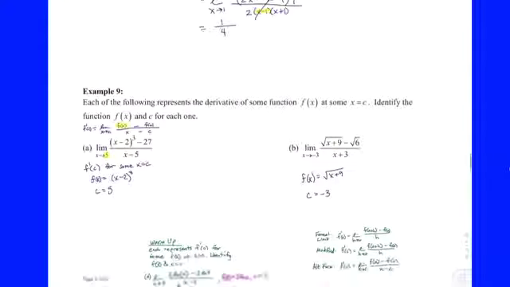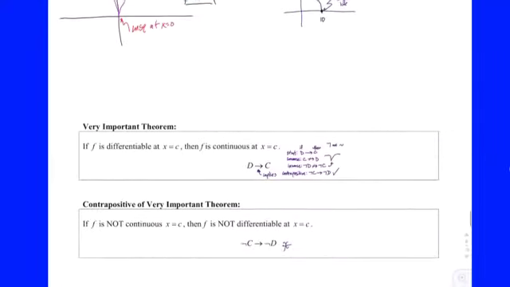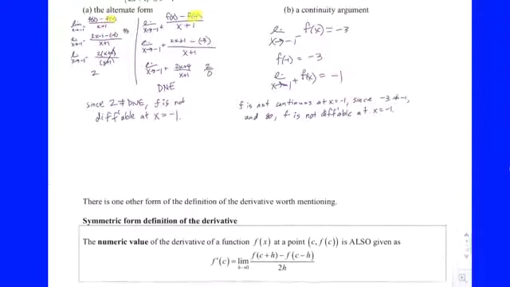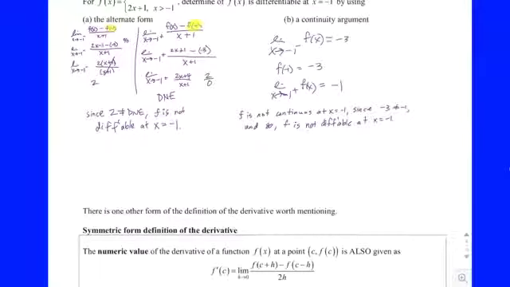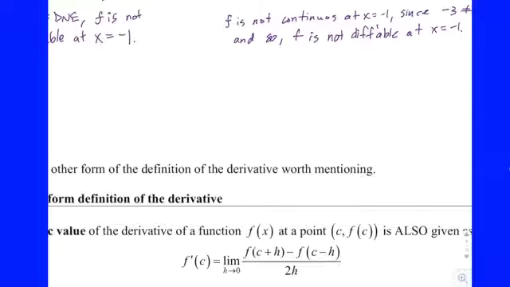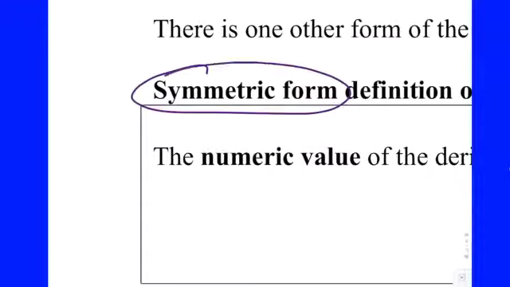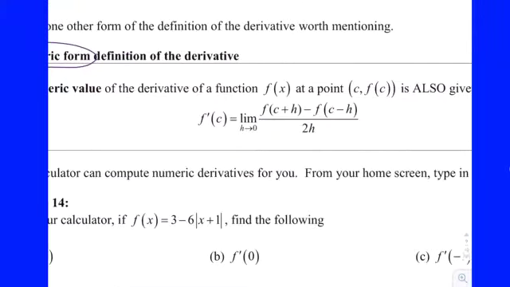But the alternate form takes care of both of them at the same time. Okay, that's pretty much it for this section. I just want to show you one more thing, and it's related to your calculator, okay? There's one other form of the derivative that is worth mentioning. There are probably other forms as well. This one's called the symmetric form. And like the modified form and the alternate form, it gives you a numeric value, okay? Here's what it looks like.